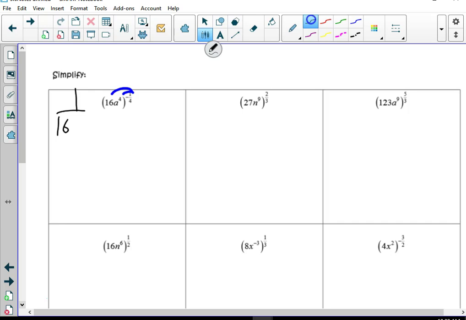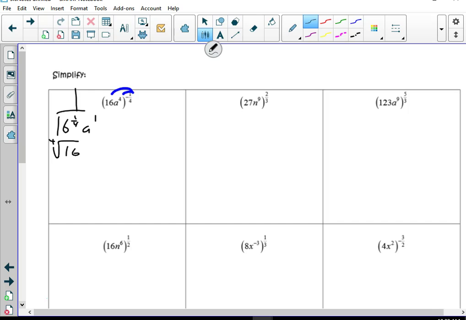But we're going to do 16 to the 1/4, and a to the what? What happens in the 4s? Cancel. It's 1/4 of 1 is just 1/4 of 4 is just 1. Now, this is the same thing as this. It doesn't matter. You can write it either way. I don't care which way you write it.